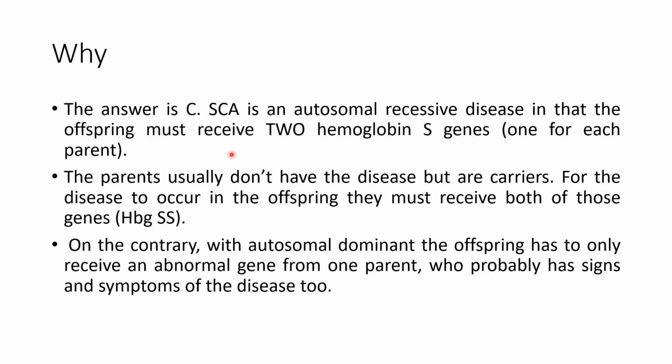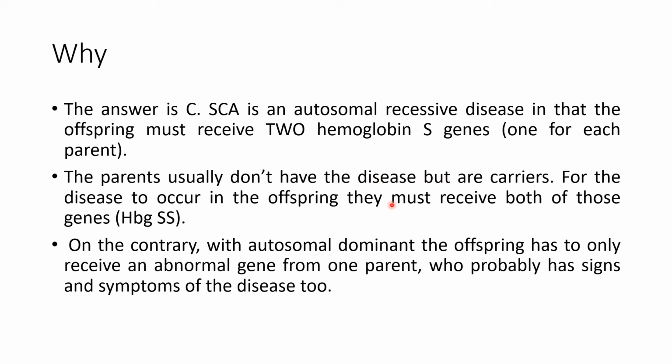Coming to the answer and why the other options are incorrect. The correct answer is C. That is, we have already seen sickle cell anemia follows an autosomal recessive pattern of inheritance. That means the offspring must have two hemoglobin S genes, or two abnormal hemoglobin, one from each parent, to produce the condition. Parents usually don't have the disease but are carriers.